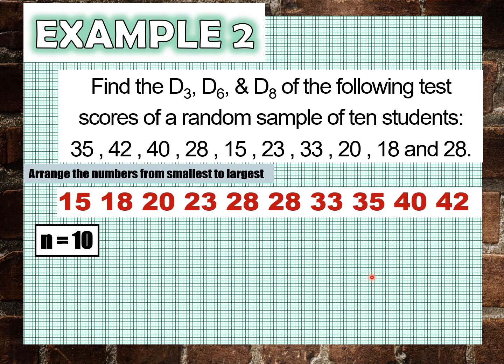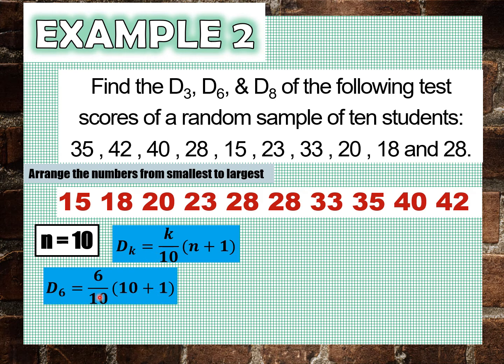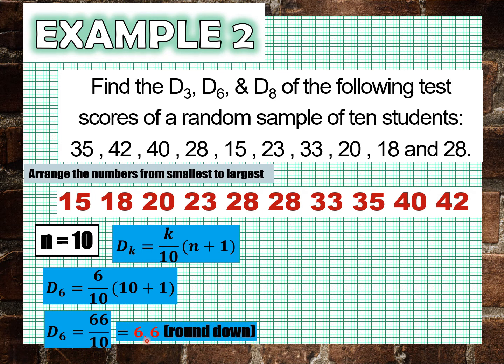Next, let's solve the decile 6. So, this time, yung value ng k natin is equal to 6. So, we have 6 over 10 times 10 plus 1. So, 10 plus 1 is 11 times 6 is 66 divided by 10 is 6.6.